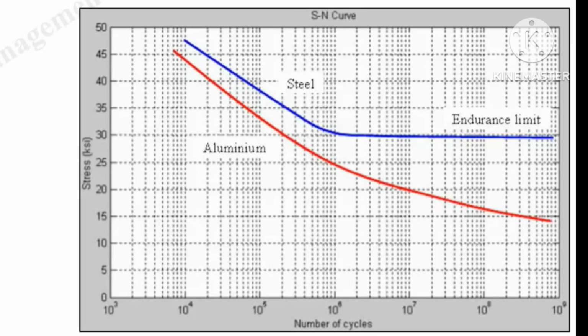But for non-ferrous metals like aluminium, copper, magnesium, here the red line represents aluminium. For non-ferrous metals there is no specific or unique value to represent the endurance limit. Specifically, non-ferrous metals have no distinct endurance limit. That means they fail eventually at any stress level if the number of cycles is large. Here you can see, if the number of cycles is large, then it will be near to this line.